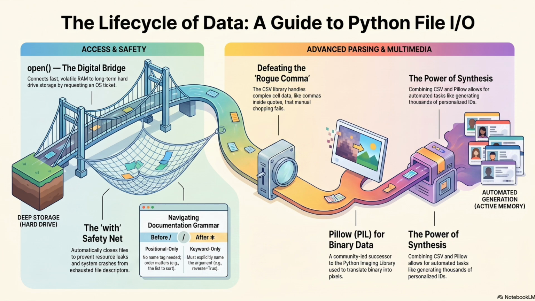It really doesn't. Let's briefly recap this journey we've taken through these slides. We started at the absolute gateway, learning how to request a ticket and safely unlock the door to our data using Open. We learned to rely on with to act as an automatic, foolproof door closer to prevent our operating system from running out of file descriptors and crashing. And once that data was securely inside our program, we stored it in a list. Right. We then tackled the strict traffic law grammar of the machine, decoding the positional slashes and explicit keyword asterisks in the sorted documentation to organize that data safely.